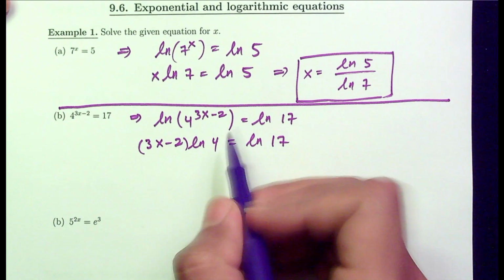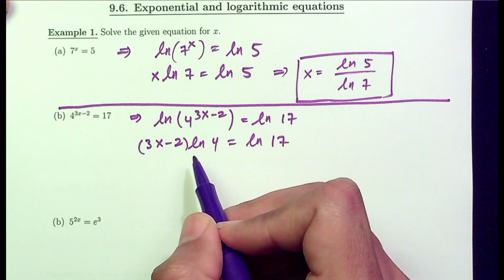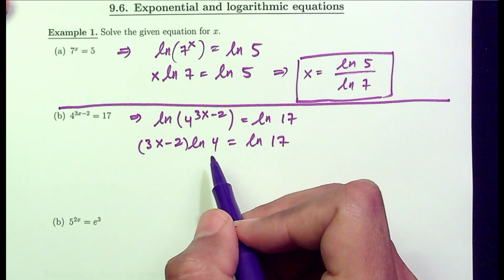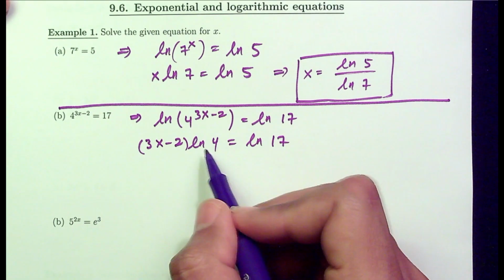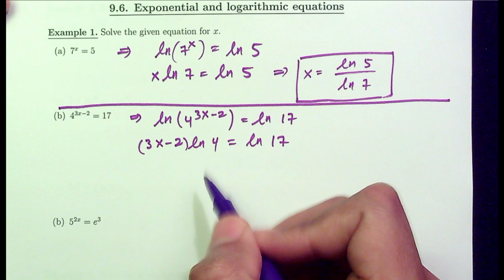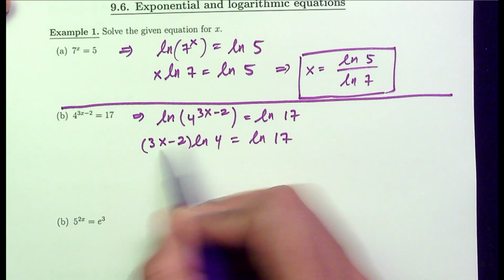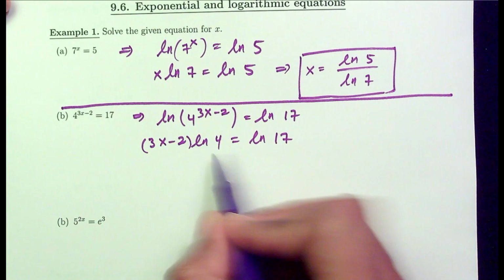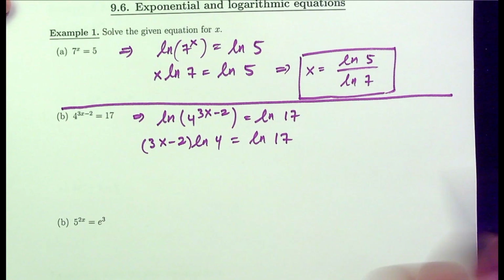Okay, now you could either divide by ln of 4 or you could distribute. Both are appropriate steps to take. So you could do either way. There's not one way of solving for x. So again, you could either distribute or just divide by ln of 4 as your next step. It doesn't matter which one you do.